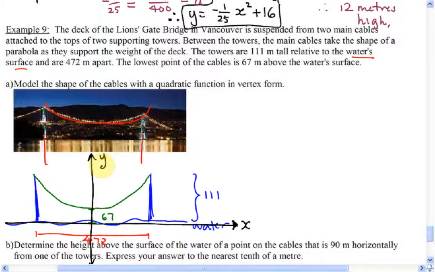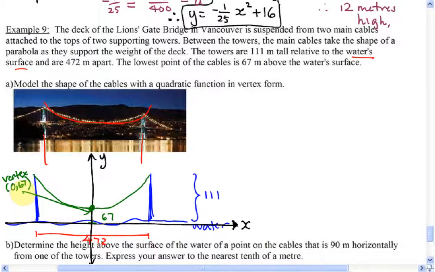Now, can someone suggest to me what your vertex would be then? 0, 67. Good, 0, 67. This point here is your vertex, and that would be (0, 67). And then my question to you afterwards would be, is there another point on this parabola that I can actually use to figure out the a value?